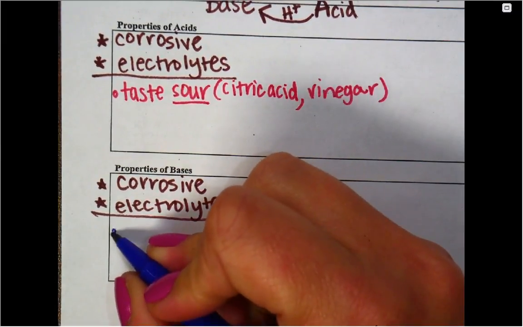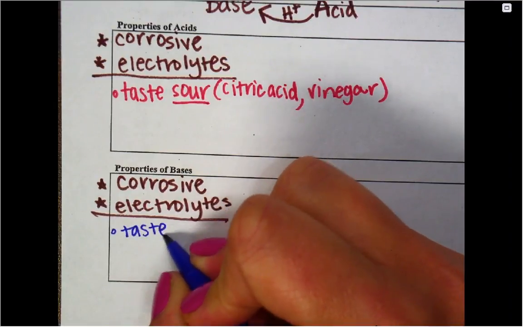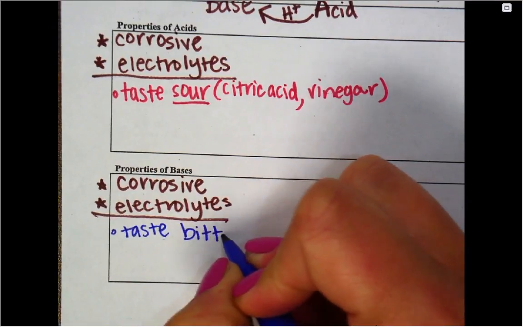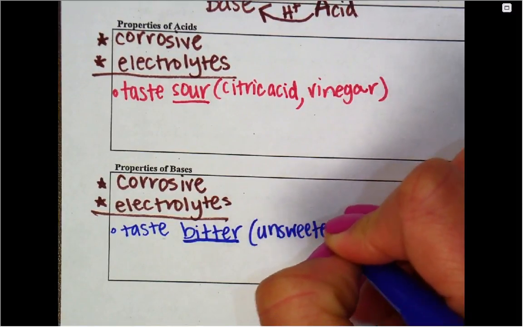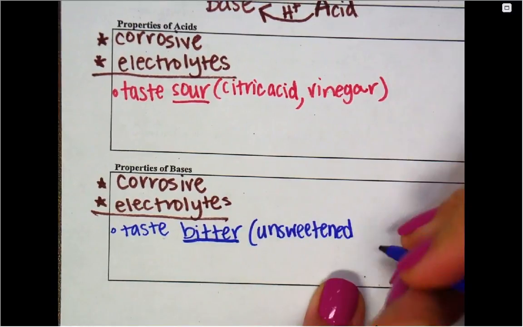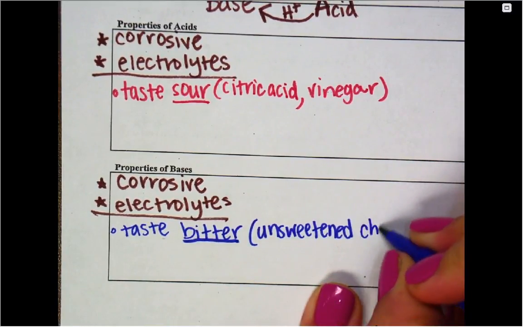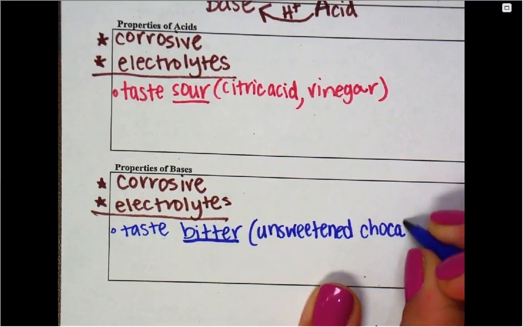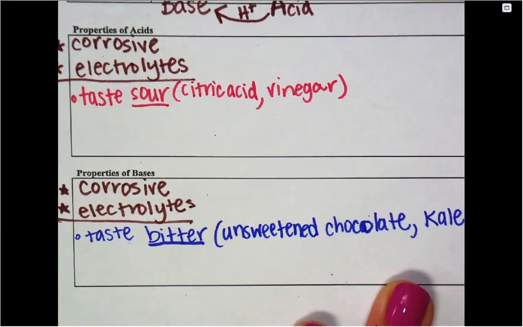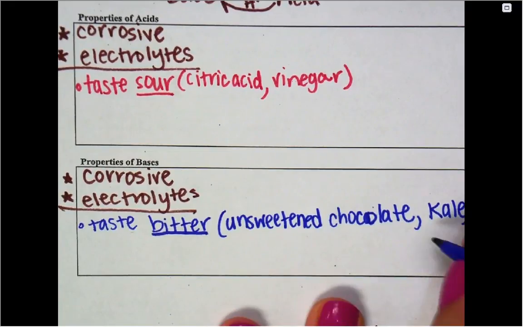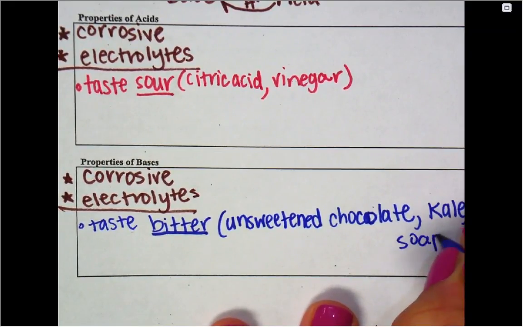Bases, on the other hand, taste bitter. A common one is unsweetened chocolate. So, like people who like to bake things, the baker's chocolate. Kale, if you've ever had kale salad. And then the last one, which always made us giggle, is soap.